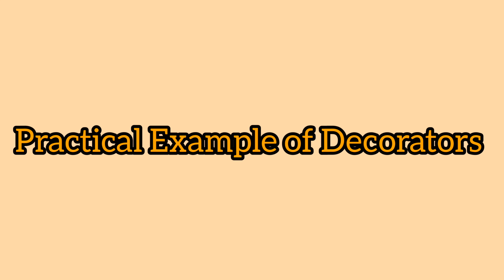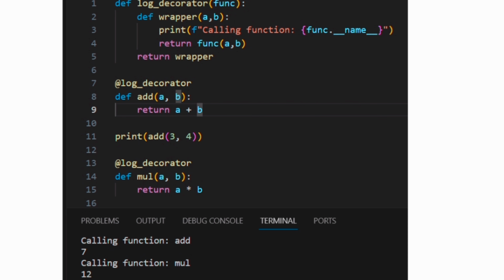Let's see a practical example of decorators. In this example, we are printing the name of the function which is executing through decorators. First it is executing add and then multiply. Hope you understood decorators in Python.